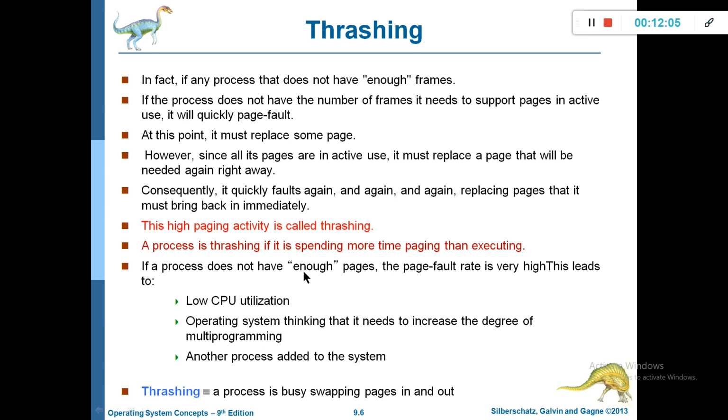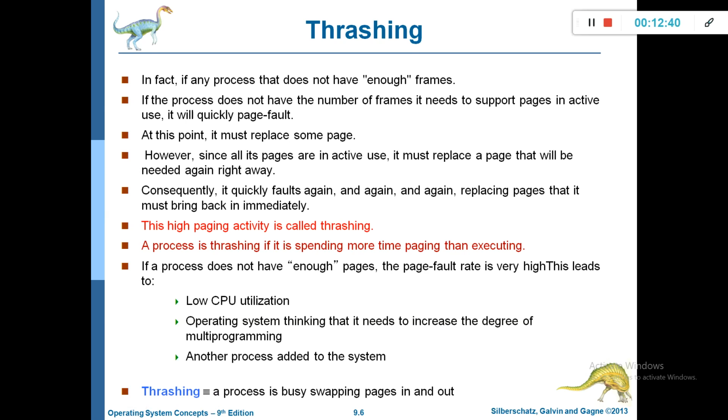And if a process does not have enough pages and the page fault rate is very high, this leads to some drawbacks. The first one is low utilization of the CPU, because most of the time the process is going to spend on swap out and swap in of the pages, and the operating system, thinking that it needs to increase the degree of multi-programming because there is low CPU utilization or the CPU is idle, will load another program into the memory. That is, another process is added to the system and it will start execution.